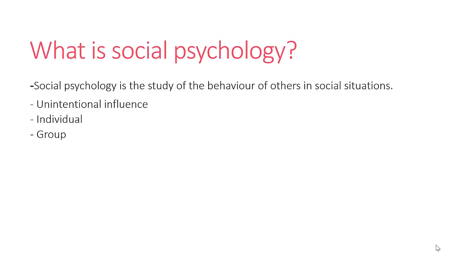So first of all, what is social psychology? Social psychology is the study of the behaviour of others in social situations. This is usually the unintentional influence that either an individual or a group can have on another person.